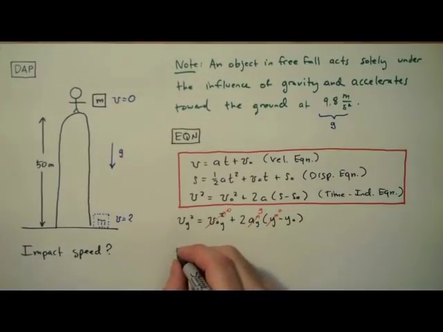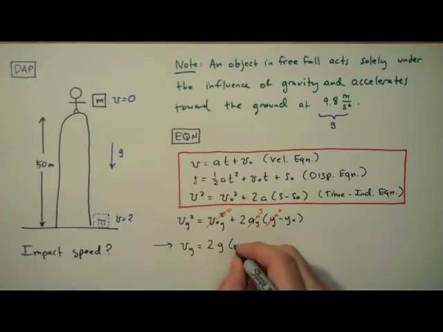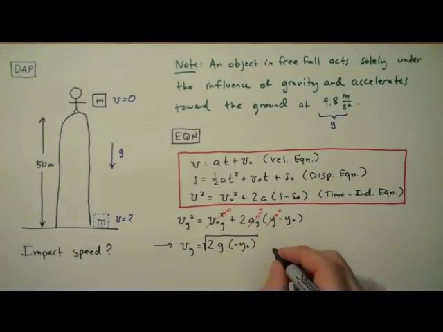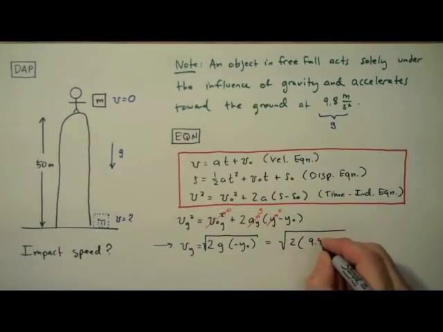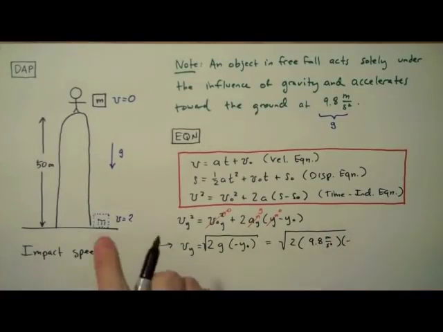Okay, now that we have some of the terms out of the way, we're going to rewrite our equation. Vy squared is equal to 2 times g times negative y0. Don't forget that negative sign. And since vy was squared, we're going to take the square root of this side of the equation. And we're done. We just have to plug in our initial values. So vy is equal to the square root of 2 times 9.8 meters per second squared times negative 50 meters.